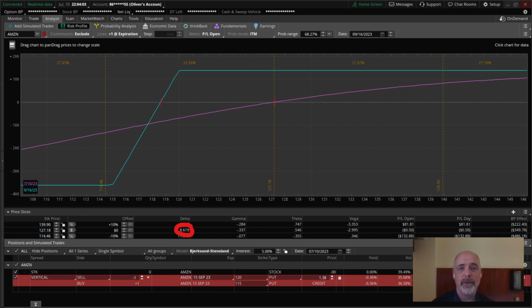The margin the broker will require is around the max loss of the spread, so $360. So it's important to be aware that if you trade these put credit spreads, you can have a lot of leverage on if you aren't paying attention.